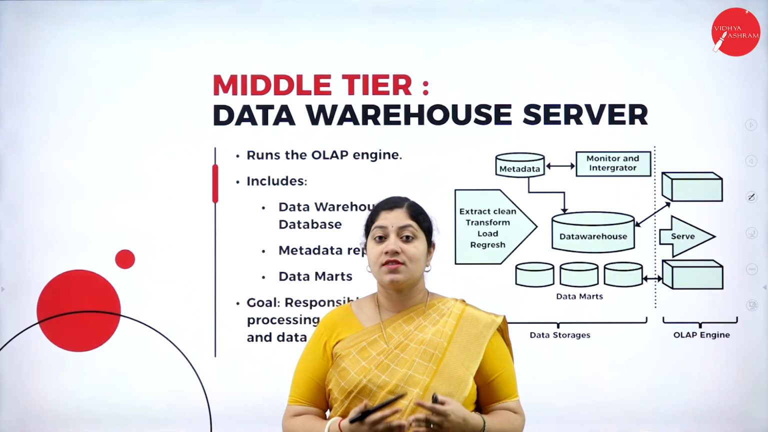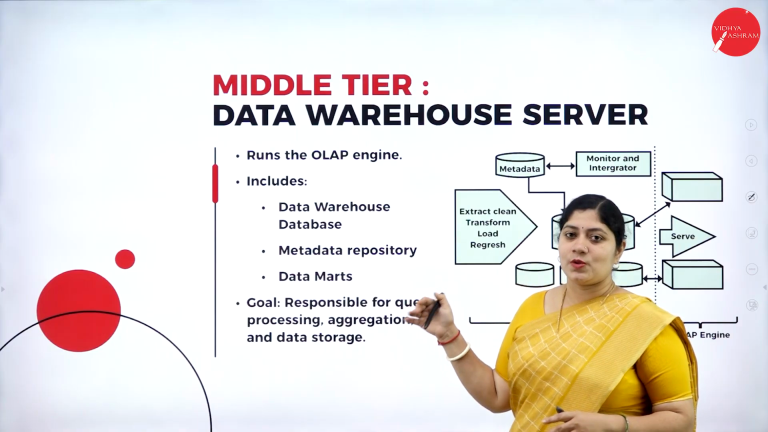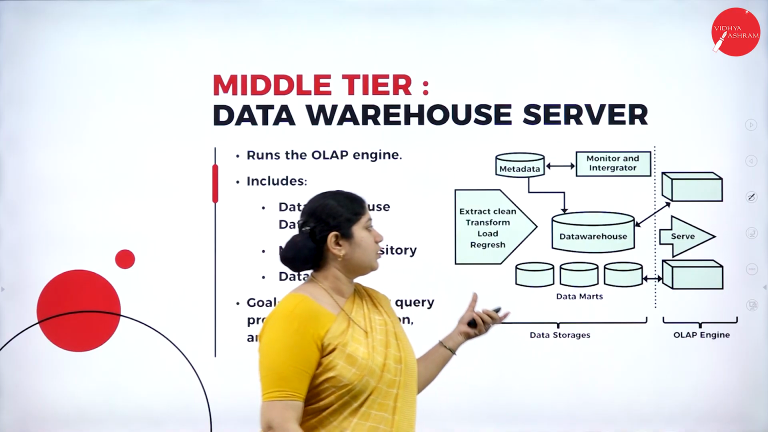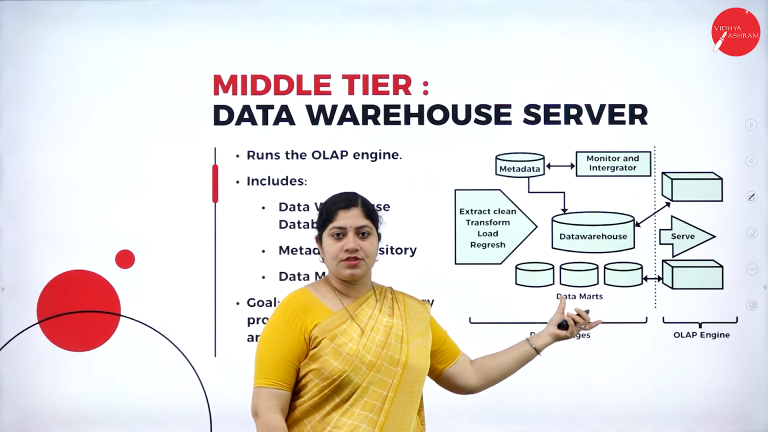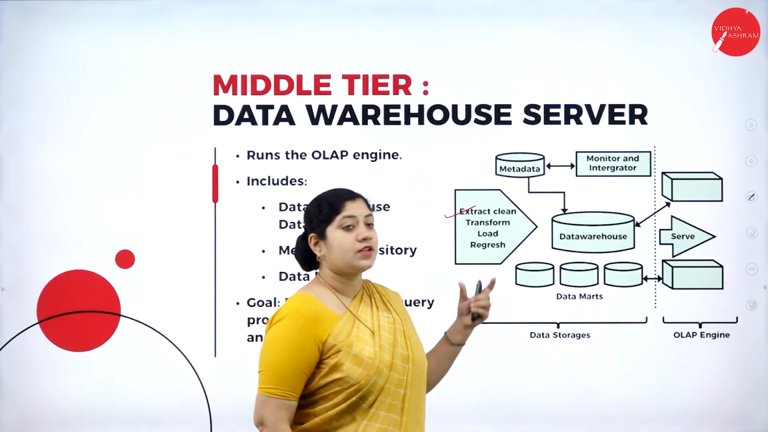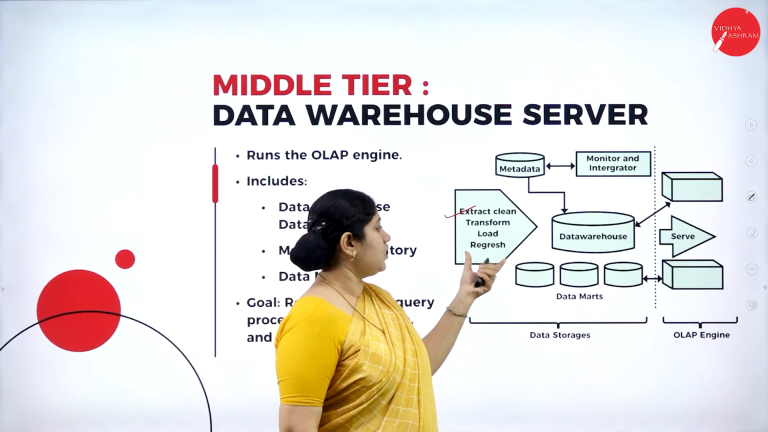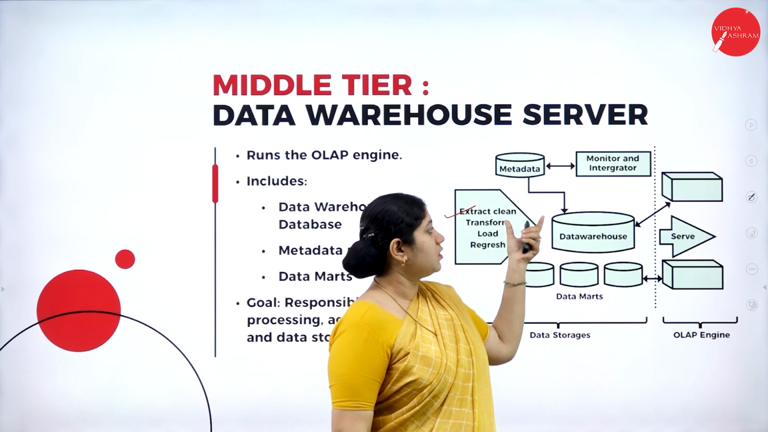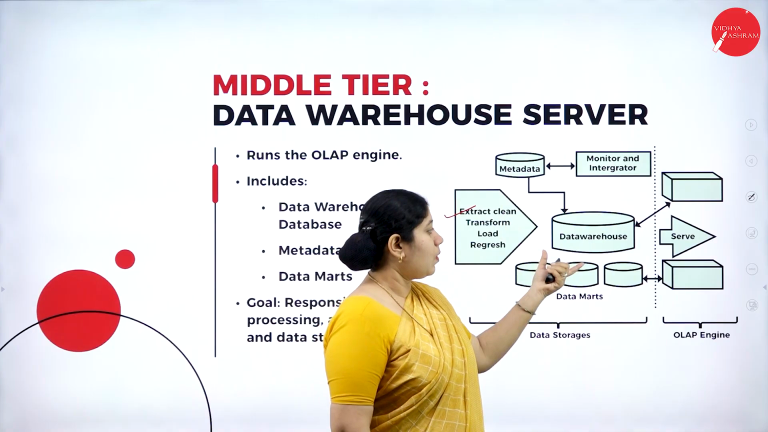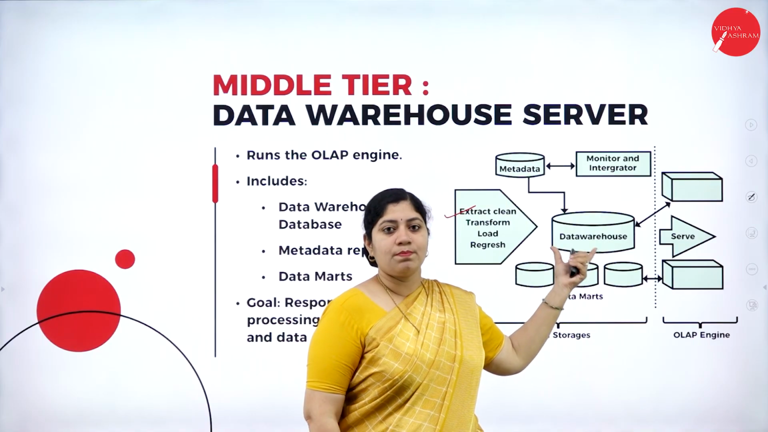So the next tier is none other than the middle tier, and it is nothing but a data warehouse, correct? Now let's see a simple architectural diagram which shows the middle tier architecture. Under the middle tier, we can expect the information that is extract, clean, transform, load as well as refresh. Next, there is metadata. This is a very crucial part. Also a data warehouse, as we can see, forms the complete central part.